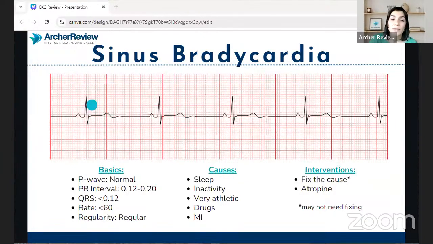Now let's calculate the rate. So we're going to go R to R. We're going to go 1, 2, 3, 4. When you get a little bit more comfortable, you can see that that's about 4.5.